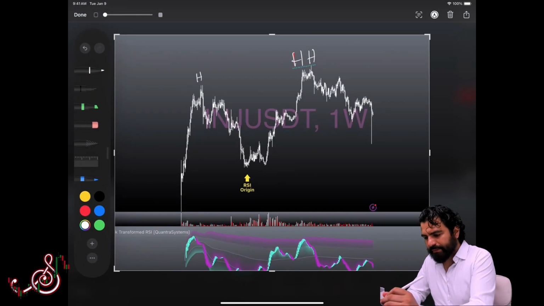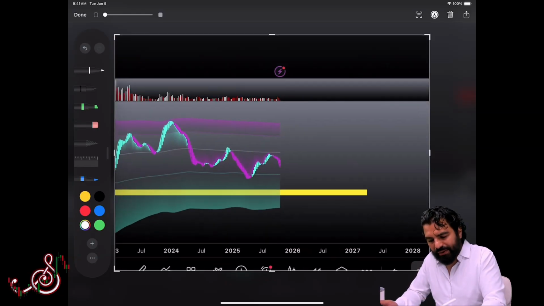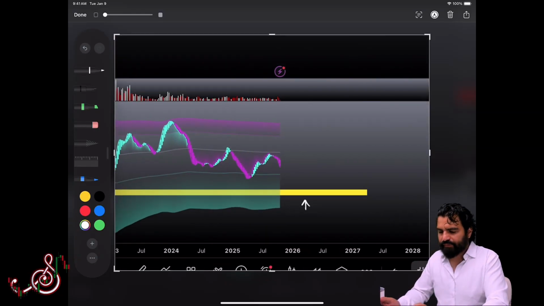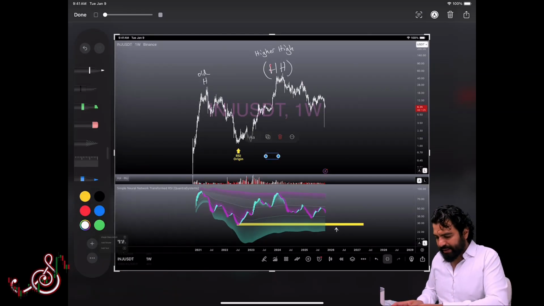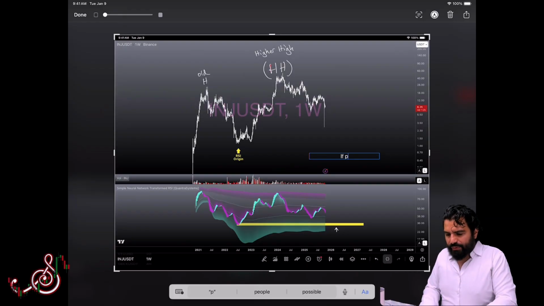this is our old high, and we have a higher high, then we can trust the RSI price base with more confidence. Let's add this in our text. If price in an uptrend has a higher high, then the base of origin for RSI can be trusted with more confidence.